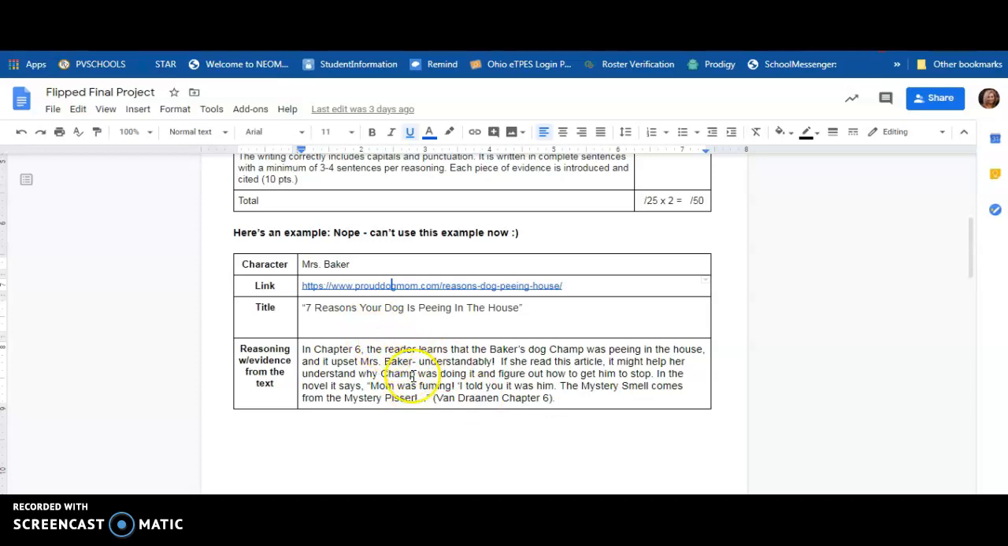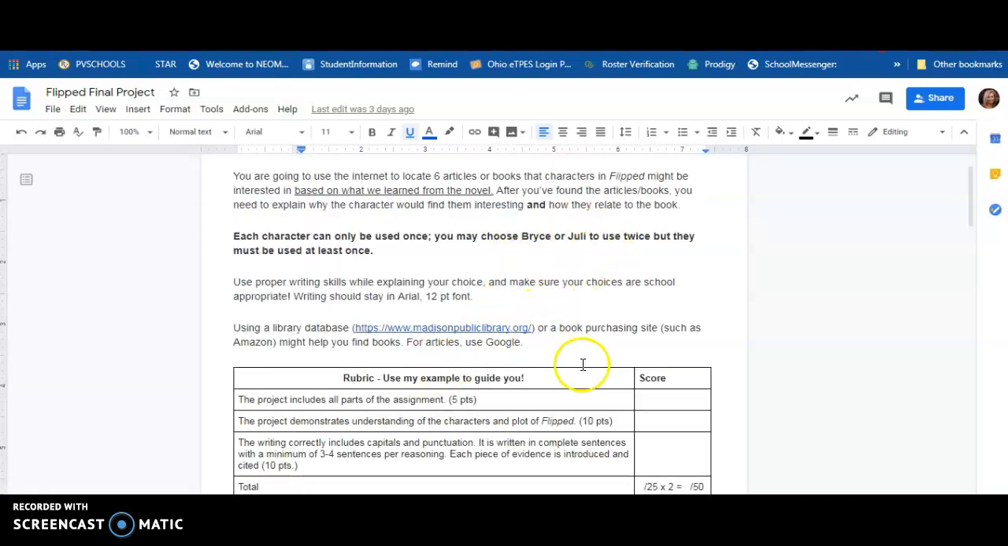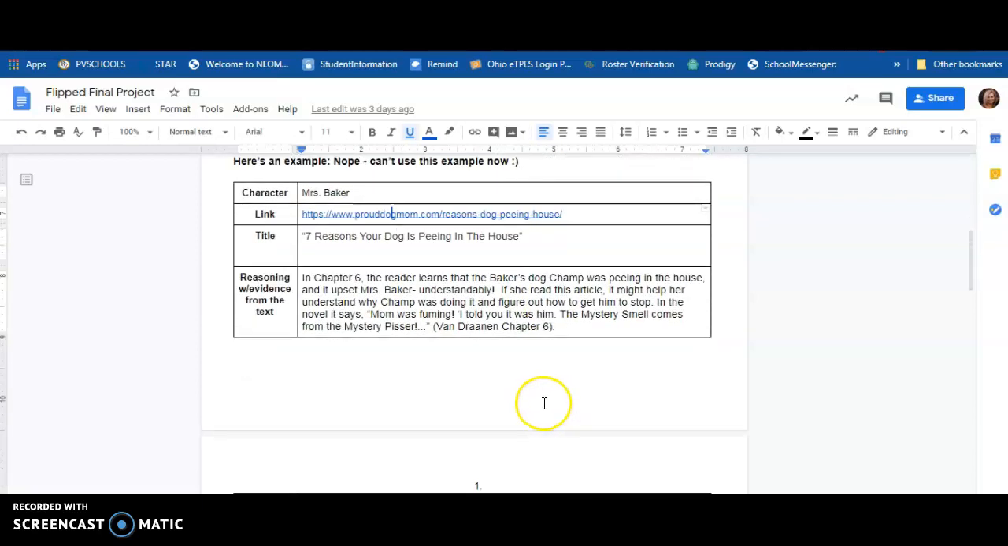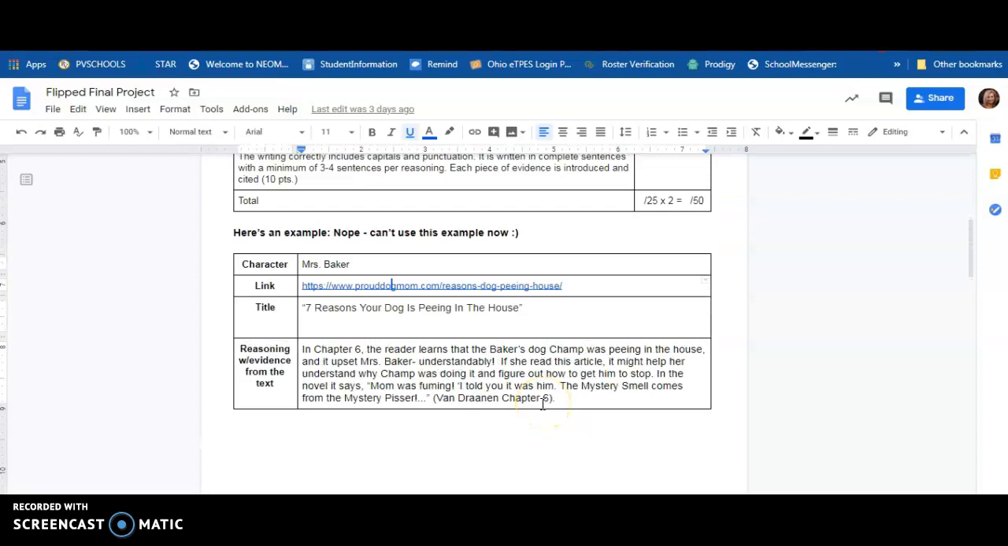Here's the big kicker. If you can't explain why that character would like that book, with a legit example from the text, then don't use that character. That's why I am telling you that you have to use Bryce and Julie at least once, because obviously we know the most about them, but I'm not telling you that you have to use Mr. Losky. But let me tell you, he's an easy one, I think, to use, because we learn a whole lot about Mr. Losky and some of the issues that he brings to the table.